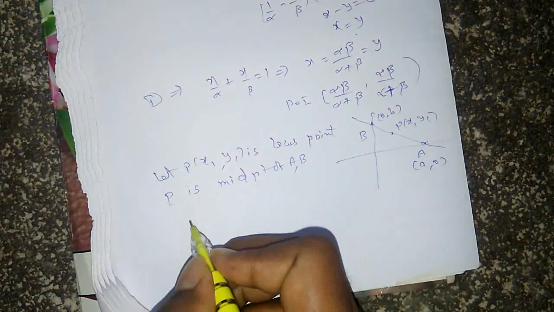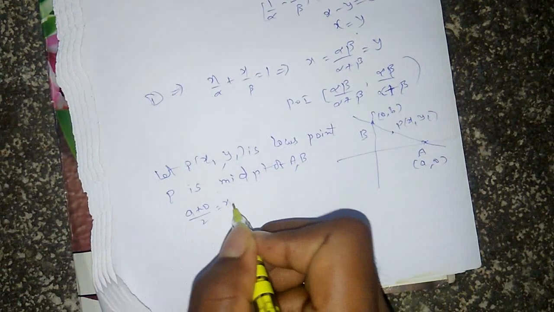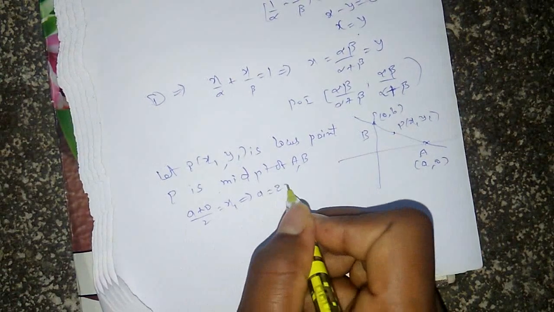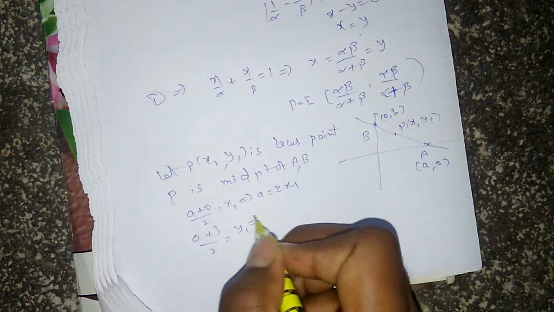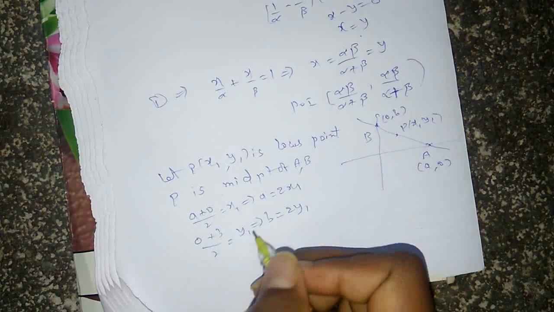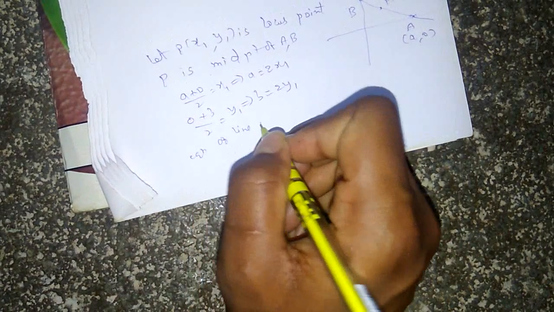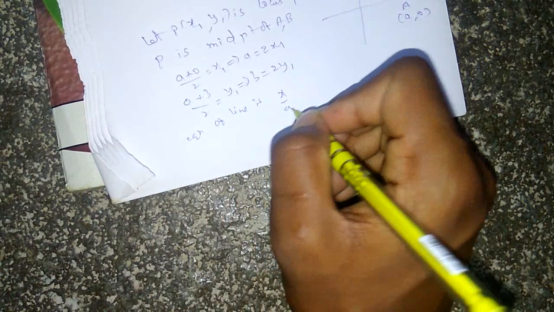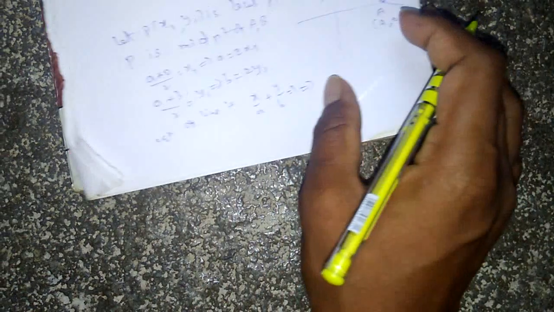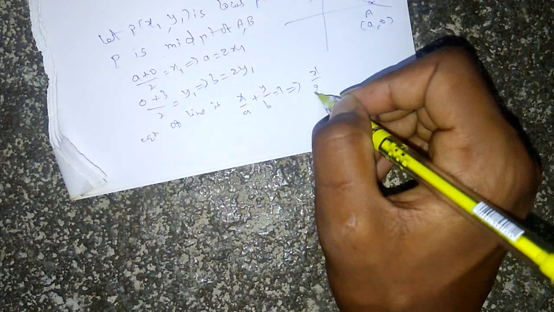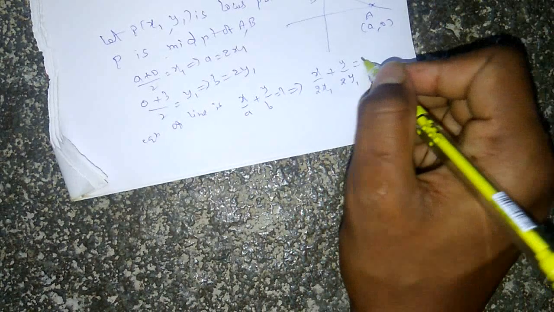(a, b), which implies (a + 0)/2 is x1, so a is equal to 2x1. (0 + b)/2 is equal to y1, so b is equal to 2y1. Now the equation of the line is x/a + y/b = 1. You can substitute the a, b values, that is x/(2x1) + y/(2y1) = 1.